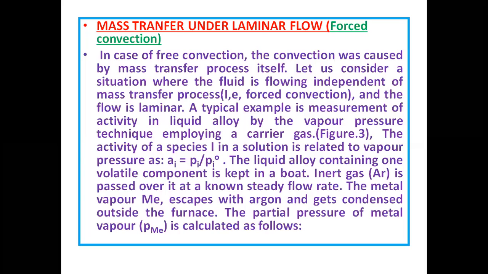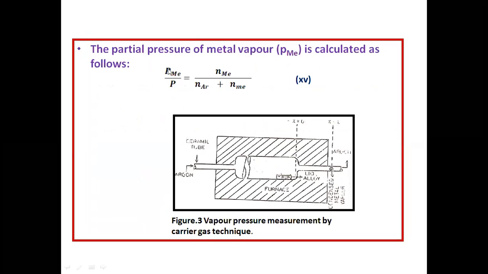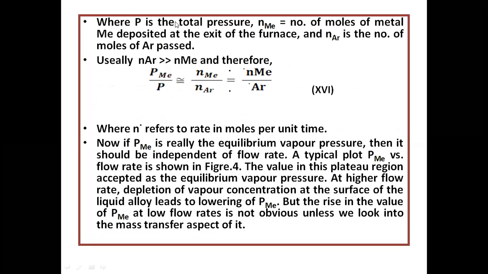The partial pressure of the metal vapor, P_Me, is calculated by P_Me by P equals N_Me by N_R. Here P is the total pressure, N_Me is the number of moles of metal deposited at the exit of the furnace, and N_R is the number of moles of argon passed per unit time. Usually the number of moles of argon passed is very large compared to the number of moles of metal deposited. So P_Me by P is approximately equal to N_Me by N_R, equal to N dot Me by N dot R, where N dot refers to rate in moles per unit time.